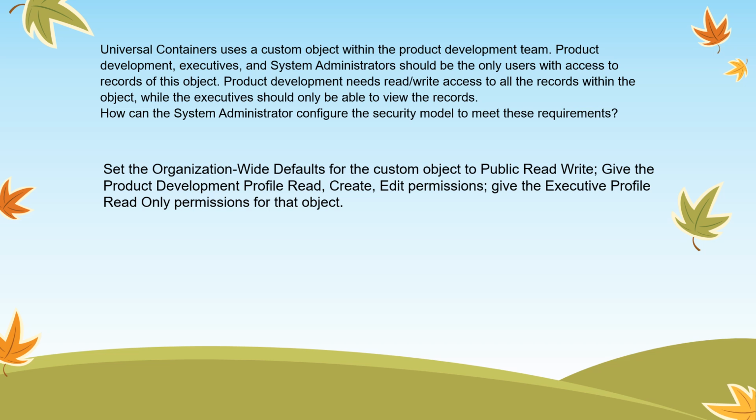Universal Container uses a custom object with product development team. Product development executives and system administrators should be the only users with access to records of this object. Product development needs read-write access to the records within the object, while the executive should only be able to view the records. How can the system administrator configure the security model to meet these requirements?